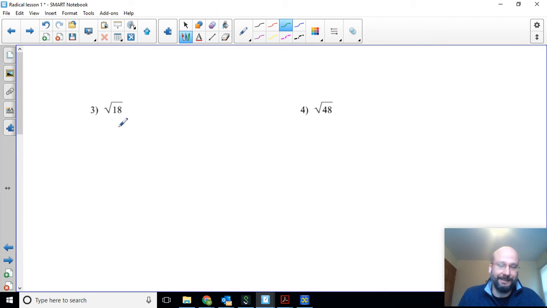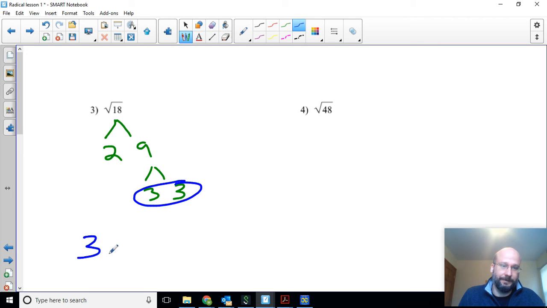So 18, I feel like I did 18, but let's do it again. 2 times 9. Again, 9 is a perfect square, so I could stop, but I'm not going to. I'm going to do it completely. 3 and 3. So I have a group of 3s. And then so 1 3 on the outside and a 2 on the inside.